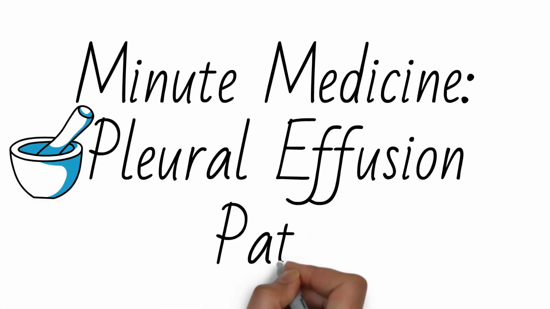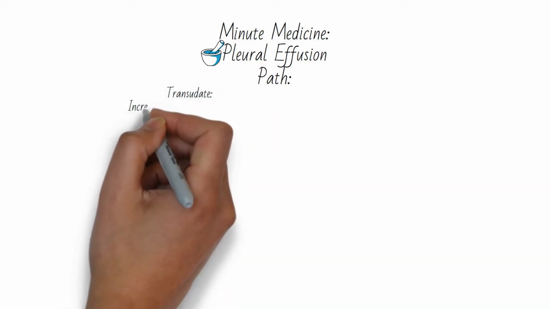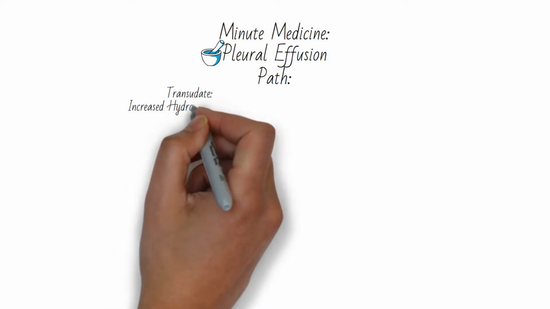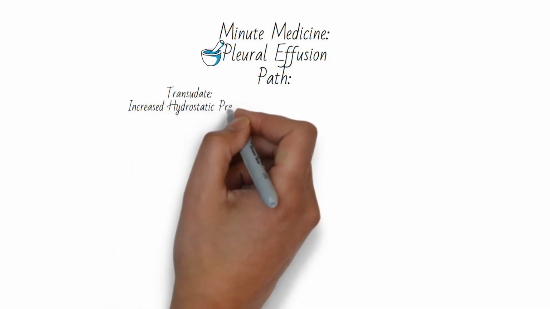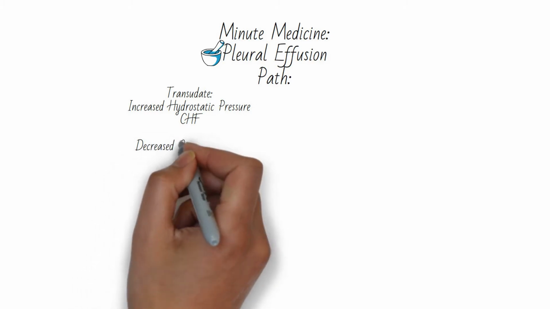We're going to talk about pleural effusions. Pleural effusions are fluid in the pleural space. There are two types, transudates and exudates. Transudates are an ultrafiltrate of plasma that leaks passively into the pleural space.